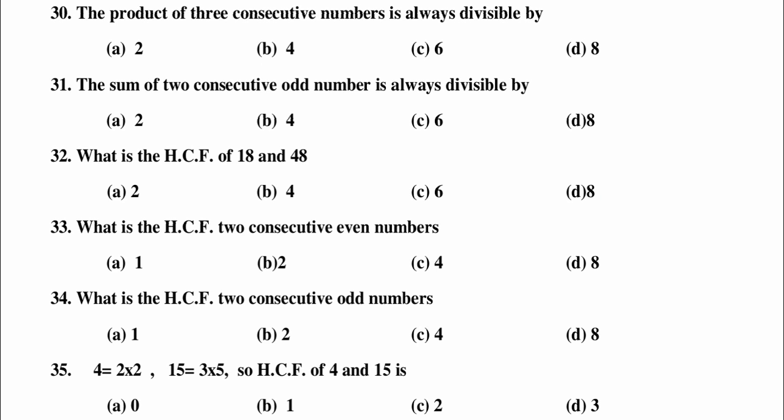Question number 35. 4 is equal to 2 multiplied by 2. 15 is equal to 3 multiplied by 5. So the HCF of 4 and 15 is? Now we check both. Here no number is a common factor, right? But if we multiply both by 1, then 1 can be a common factor, right? So here the answer is B, 1. The HCF of 4 and 15 is 1.